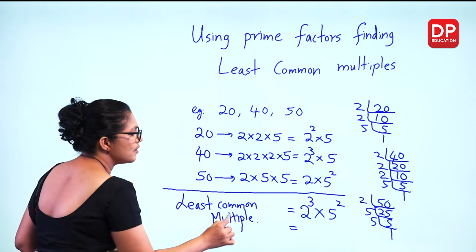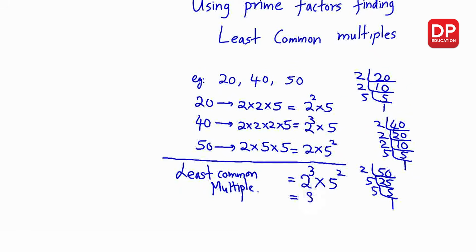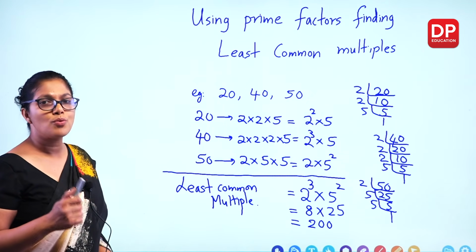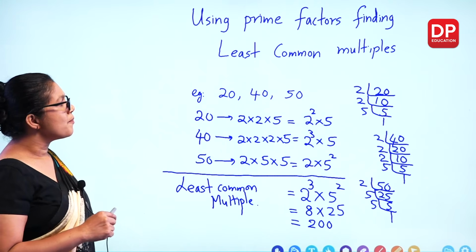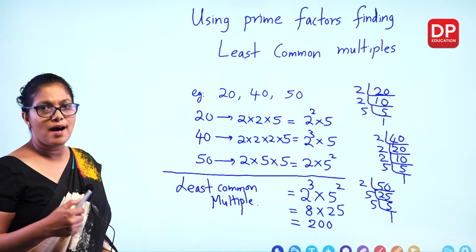So what's the value? 2 to the power 3 means 2 times 2 times 2, you get 8. 5 squared, 5 times 5, is 25. So 25 times 8: 25 times 4 is 100, and another 100, you get 200. So the least common multiple of 20, 40, 50 is 200. From the previous question, we used another method and we got the same answer.